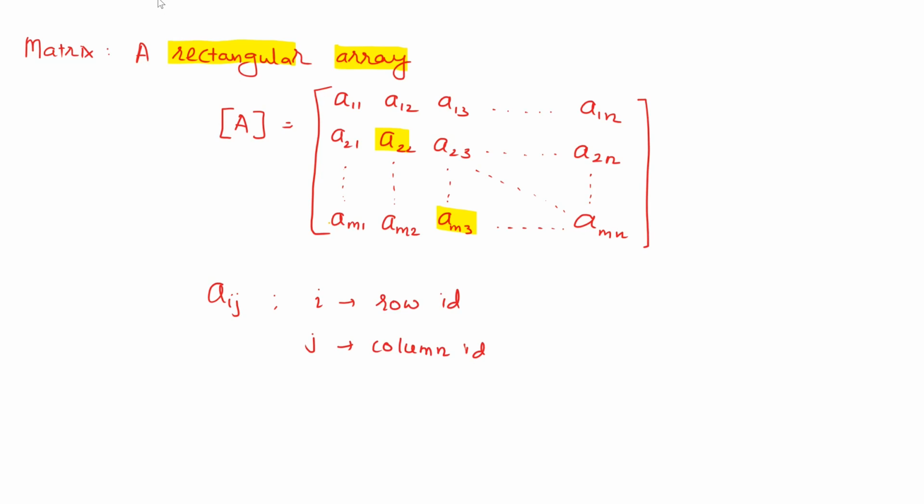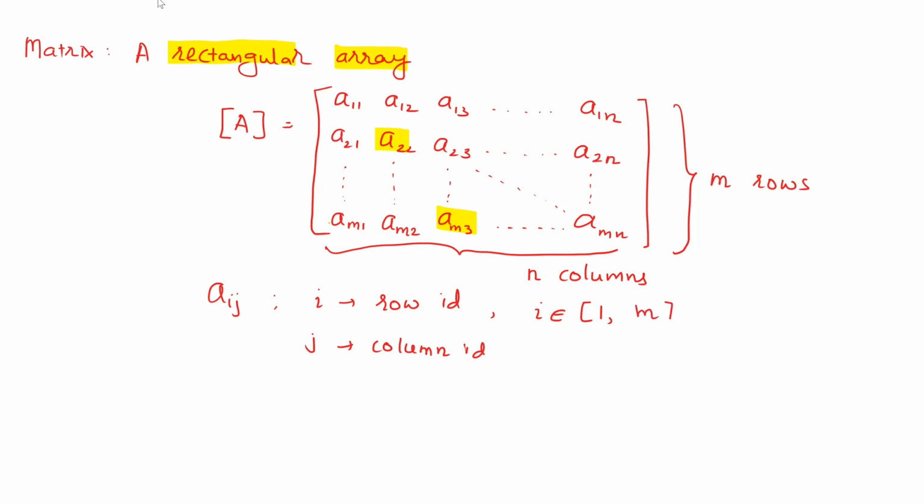Since we have n columns and m rows, our value of i is between 1 and m, and the value of j is always between 1 and n.